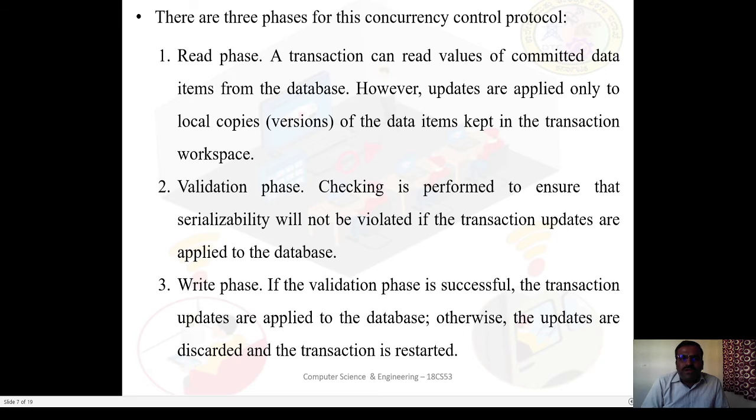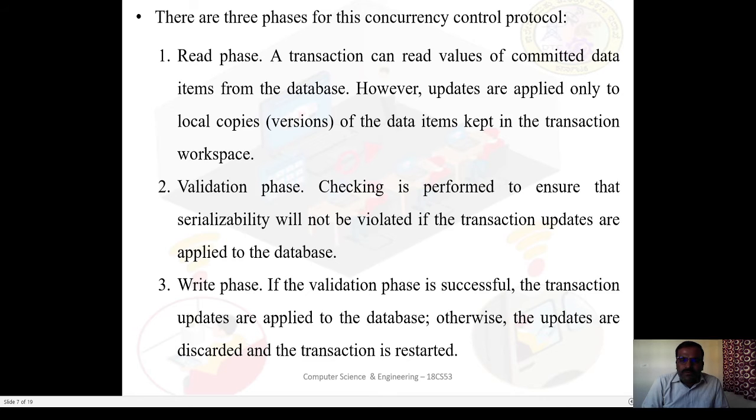What do you mean by read phase, validation phase, and write phase? In the read phase, a transaction can read values of committed data items from the database. However, updates are applied only to local copies or versions of the data items kept in the transaction workspace. What do you mean by validation phase?